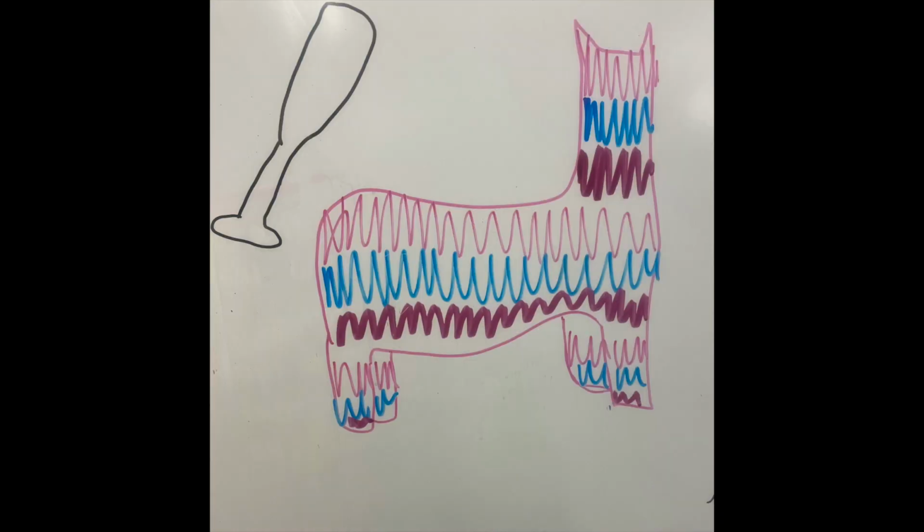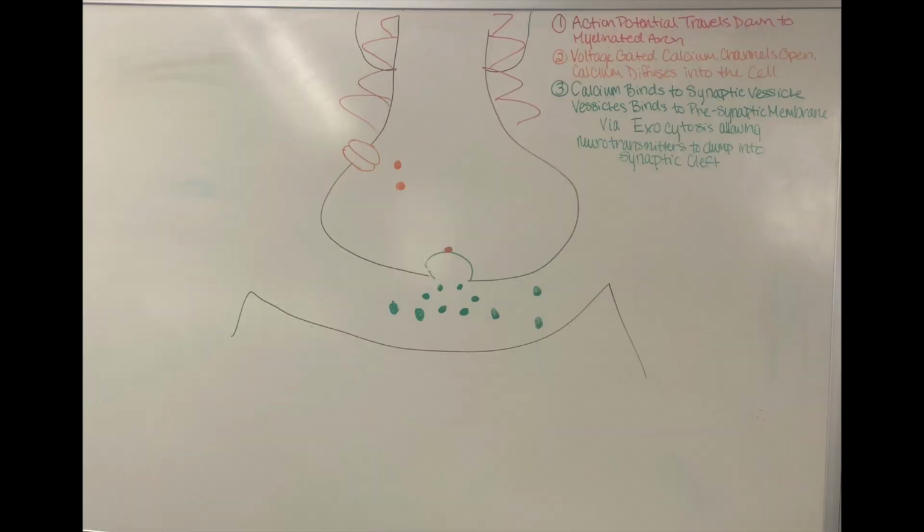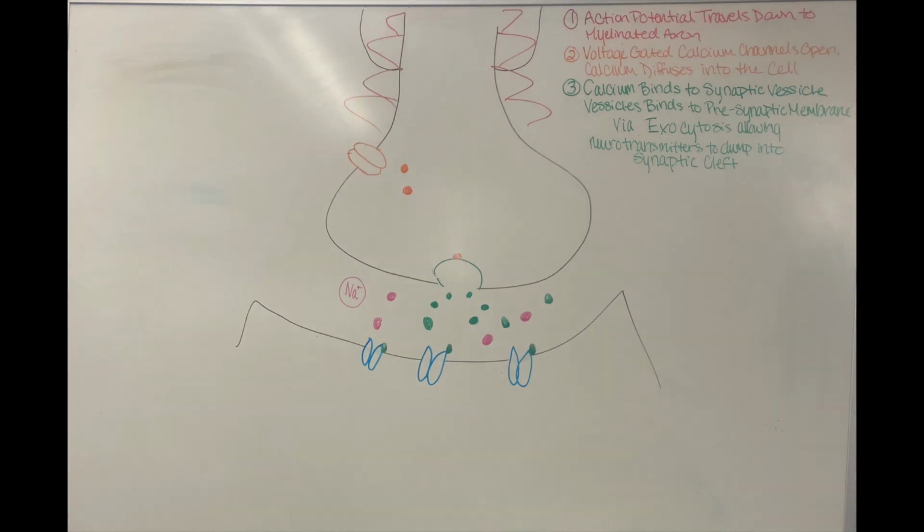Oh, so it's like when a baseball bat binds with a piñata and releases candy, right? Right! Neurotransmitters in the cleft bind to postsynaptic receptors, opening them and letting sodium into the cell.